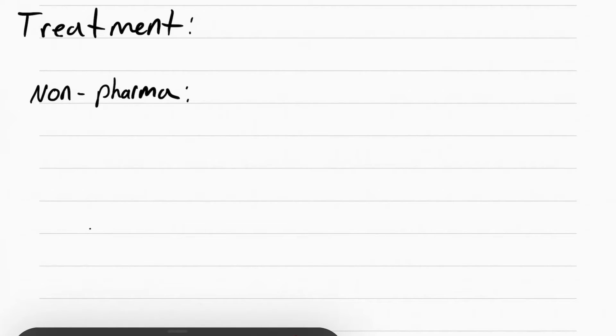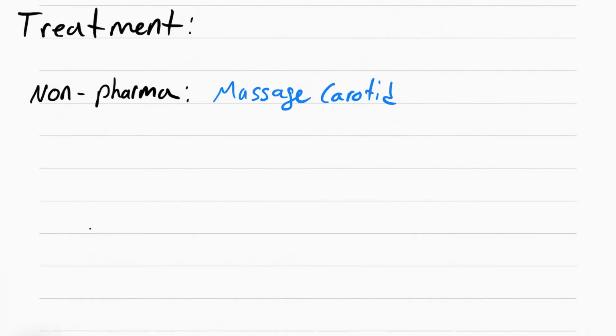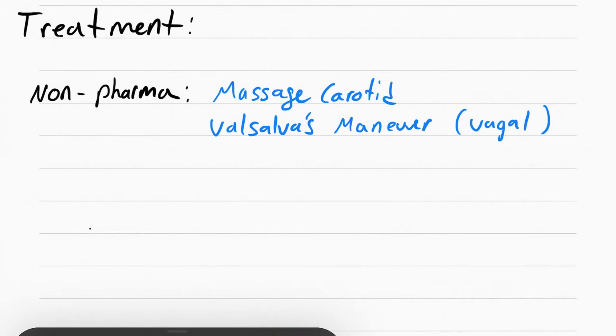Now, if it does cause the patient to be symptomatic, meaning they have decreased cardiac output, then we want to try some non-pharmacological treatments first. The first thing is massaging the carotid. This will slow down the heart rate. We can also try a Valsalva's maneuver, which is when you bear down like you're pooping on the toilet. It's also called the vagal maneuver.